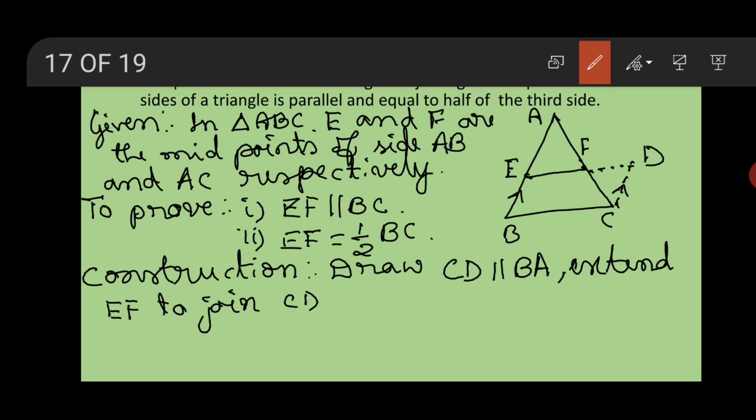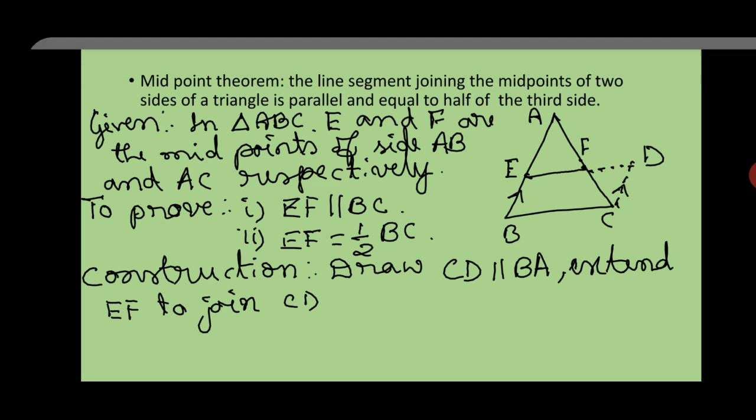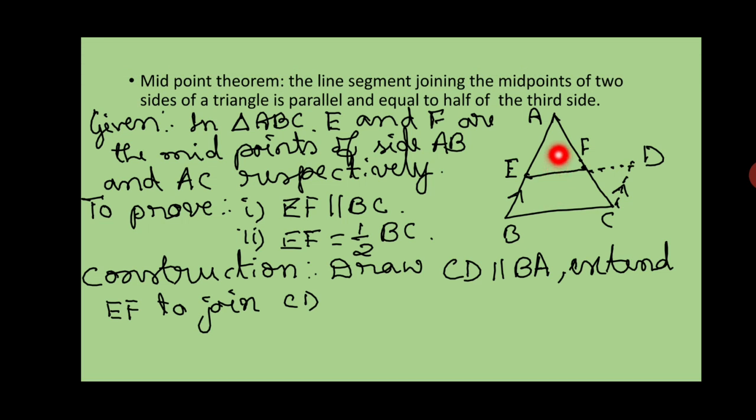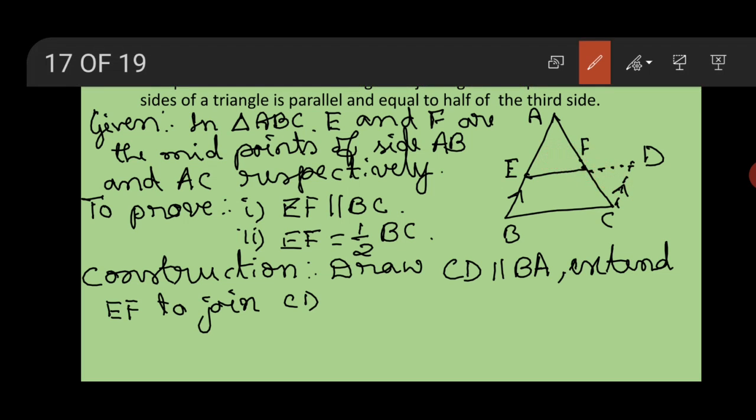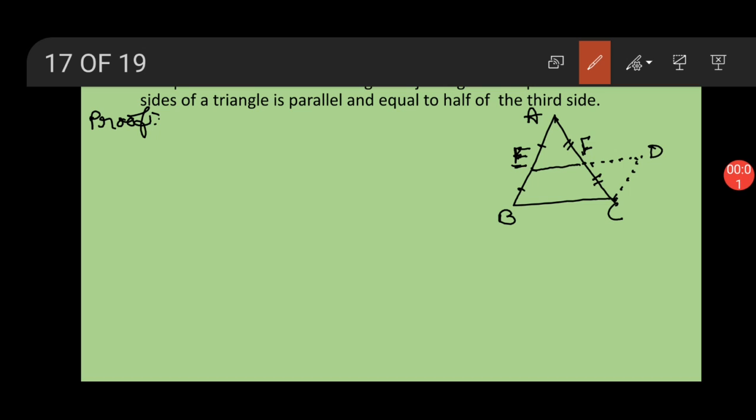Now we will see two triangles. One is triangle AEF and the other is triangle CFD. Now we have to prove these two triangles are congruent. How can we prove this? We already know, note down: since E is the midpoint of AB, AE is equal to BE. Similarly, F is the midpoint of AC, so AF is equal to CF. These are given.